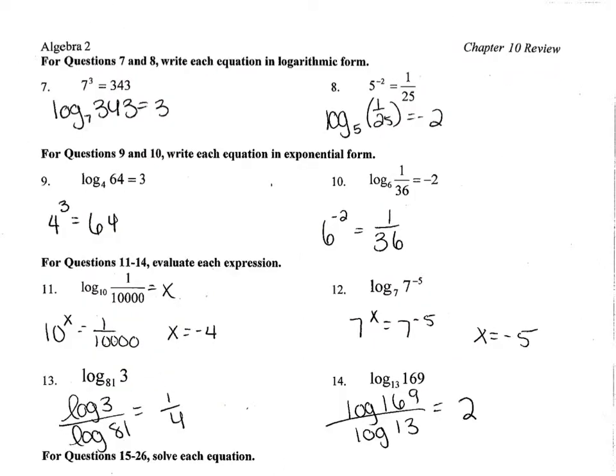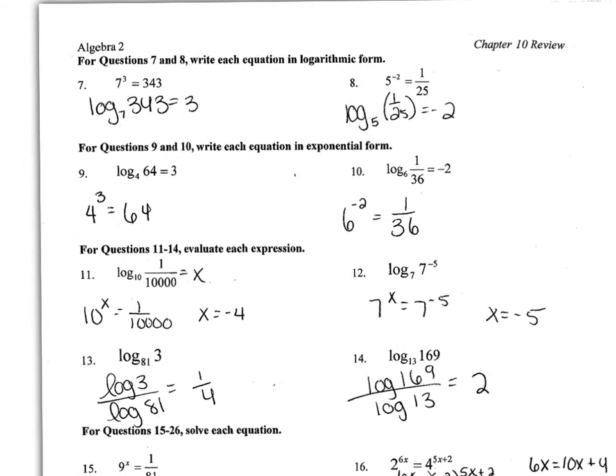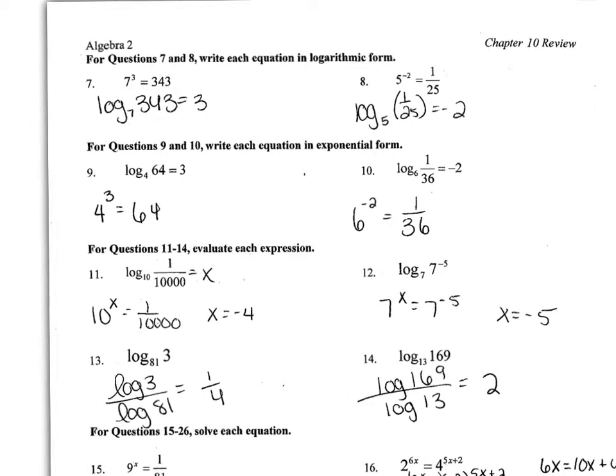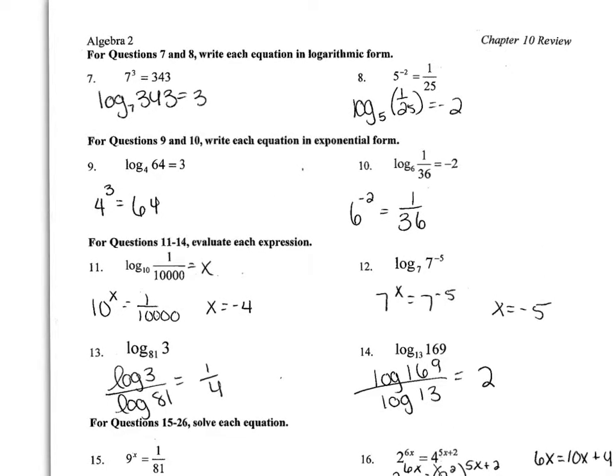All right, next page. So for number 7 and 8, actually, honestly, all the way through 14, I really think about how we can use change of base here. For 7 and 8, you're just asked to rewrite it in its logarithmic form. Base of the exponent is base of the log. Same thing for 9 and 10: base of the log is base of the exponent to rewrite it. And then you come down here and say, okay, now I can do change of base.